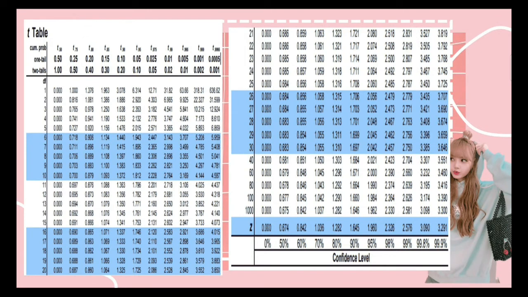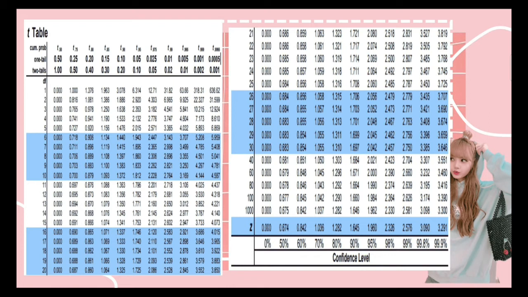Now, let me introduce to you the t-table. So, unlike sa z-table, okay, balikan natin yung ating z-table. Sa z-table, it consists of the z-values and the areas under the normal curve. So, yung first two digits ng ating z-score or ng z-value, matatagpuan natin sa left side under the z. And then, sa right side ng z or dun sa upper part, nandun yung third digit nung ating z-score. And then, dun sa nasa loob ng table, nandun yung areas under the normal curve.